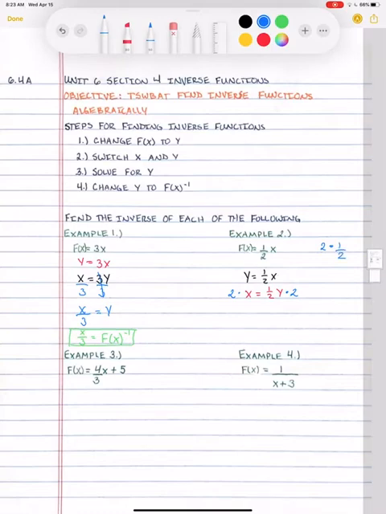When you multiply fractions, you multiply straight across, so this would become 2 over 2, and that would cancel out and become 1. So this will cancel out with that, and it leaves me with y on the right side. So I have 2x equals y. Now all I have to do is change y to f of x to the negative 1 power. So I have 2x equals f of x to the negative 1 power.